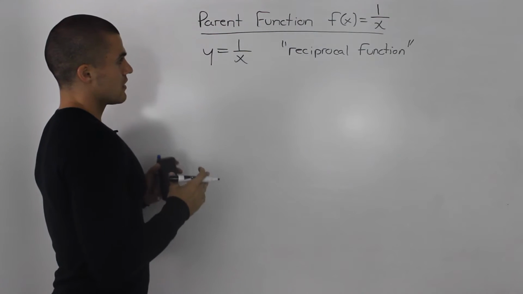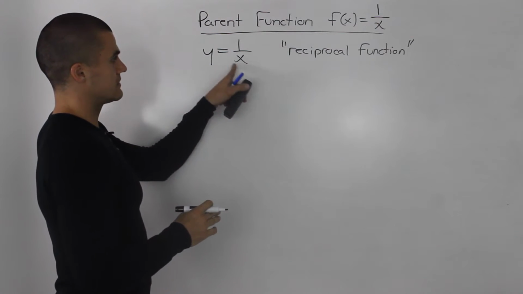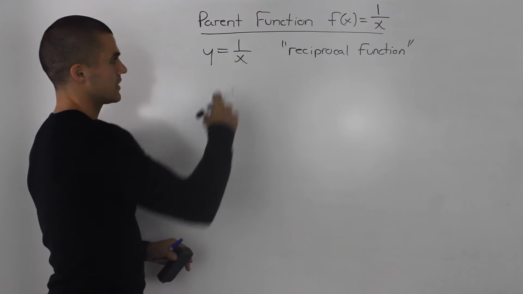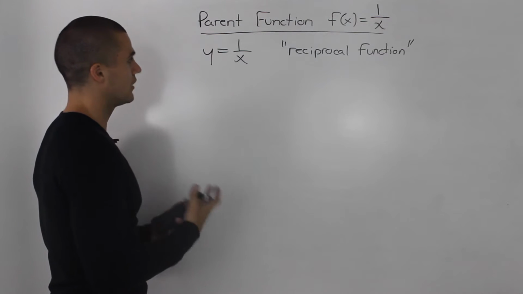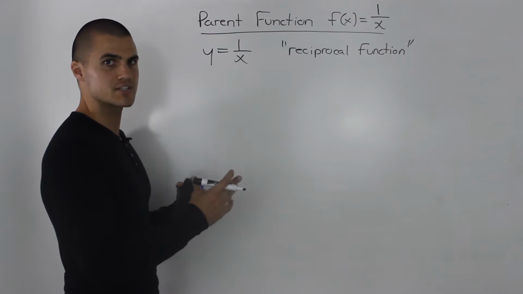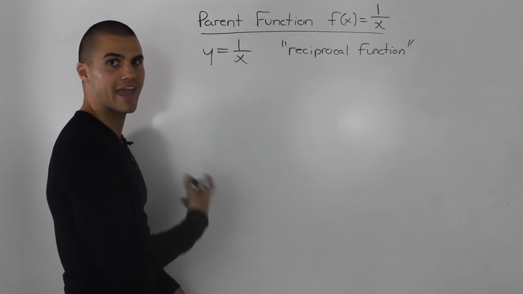The first thing to notice about this function is that the x value can't be 0. Because 1 divided by 0, if you try that in your calculator, you'll get an undefined value. It's undefined. So the question is, what happens around that x value of 0? How does this function behave?